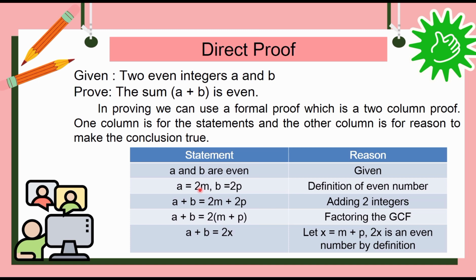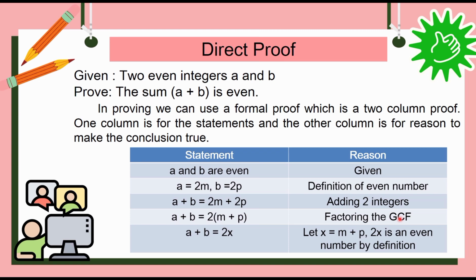Okay, so let us have the representation again for the statement a plus b. Ito, a, at saka yun, b. a plus b is equal to 2m plus 2p. That is adding two integers. That is our reason. And then a plus b is equal to 2 times m plus p. Paano nangyari to? Kinuha natin ang kanyang GCF. GCF ng 2m at 2p ay 2. 2m divided by 2 is m, positive 2p divided by 2 is positive p. So, our reason: factoring the GCF, or the greatest common factor.